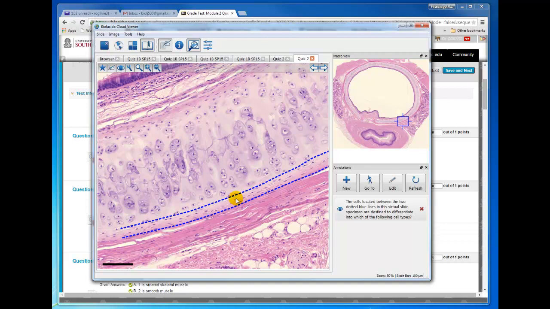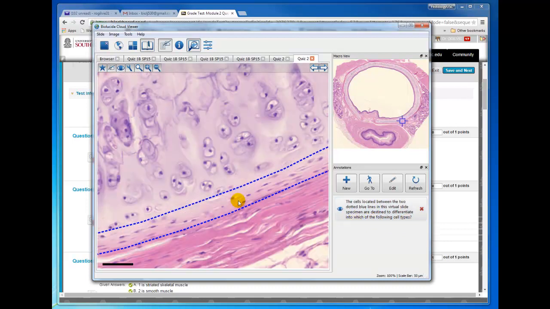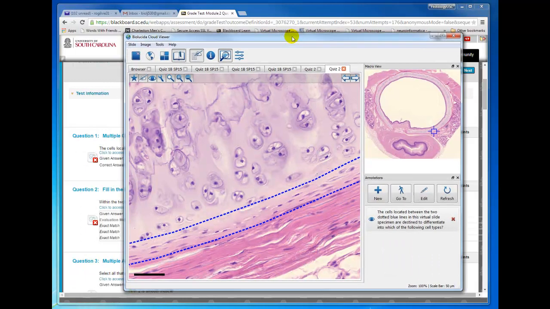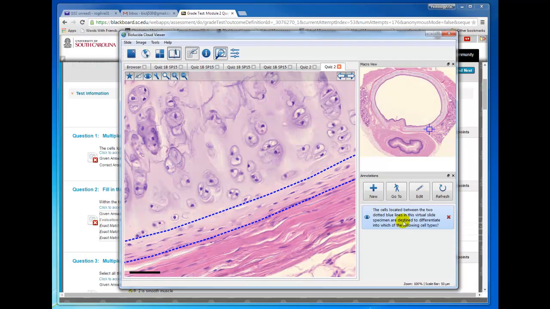So the cells located between the two dotted blue lines differentiate into which? We don't even want to name the cells. Chondroblasts would be the ones that are looking more plump, and back here there would be the stem cells. So they're going to get larger and larger, and they're destined to become chondroblasts. So the best answer is chondroblasts. Or excuse me, chondrocytes, differentiating from chondroblasts in the perichondrium into chondrocytes.